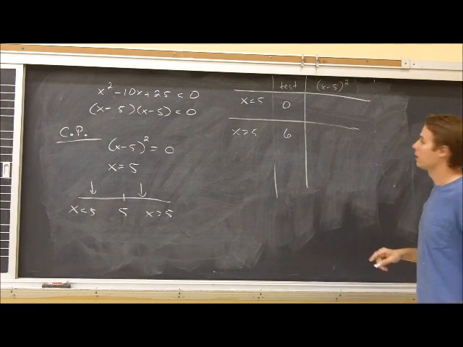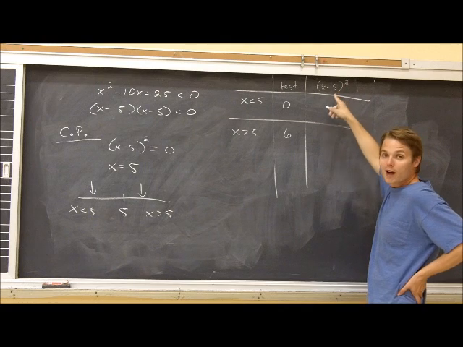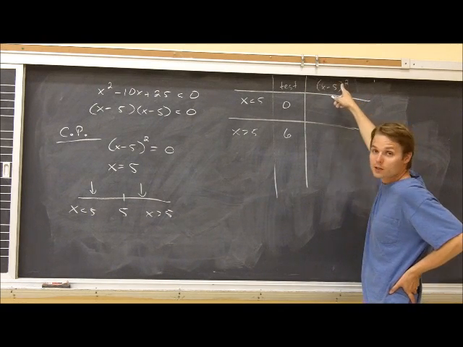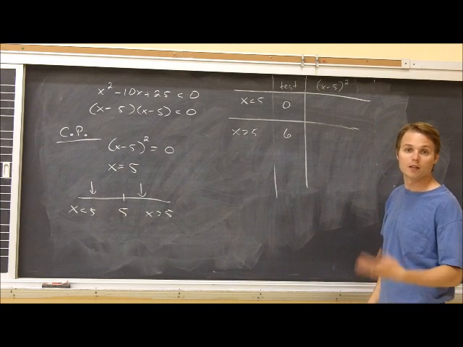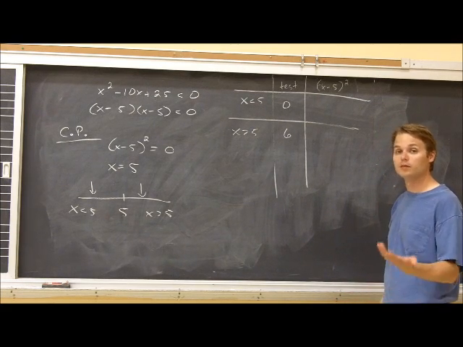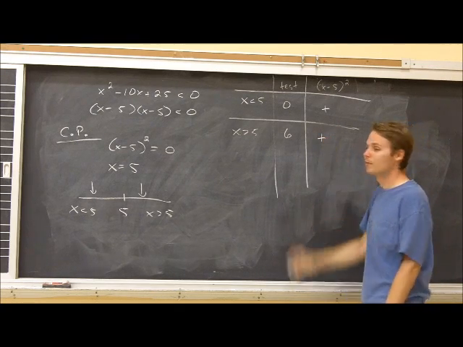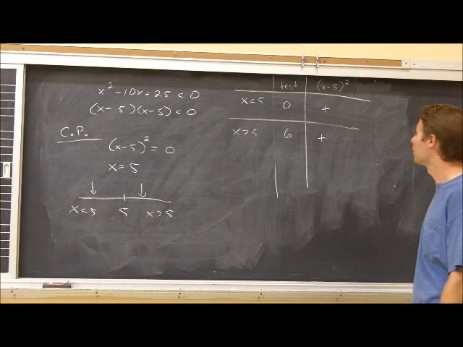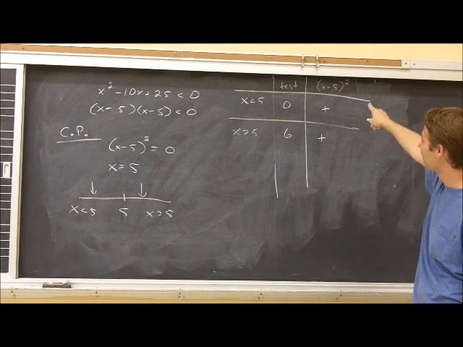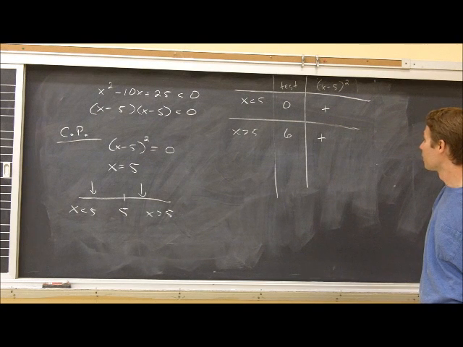Now this one's kind of tricky, or not tricky, but interesting, because 0 minus 5 is negative, but then we square it. And anything that we square will always be positive. If you square a negative, it becomes positive. If you square a positive, it stays positive. So anything I plug in here is actually going to be positive. I don't even really need to check the values because I know I'm going to square it in the end. So it turns out here that I get a positive and a positive for this value.